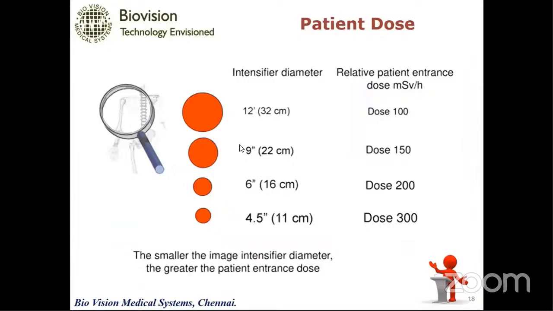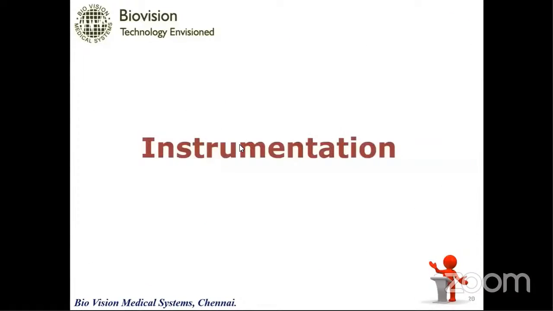I said that the C-arm image intensifier comes in various diameters. Based on the diameter, the patient dosage is also controlled. The higher the diameter, the greater the field of view, and you will be able to obtain high resolution from that. The greater the intensifier diameter, the lesser the patient dose, and that is shown in this presentation.